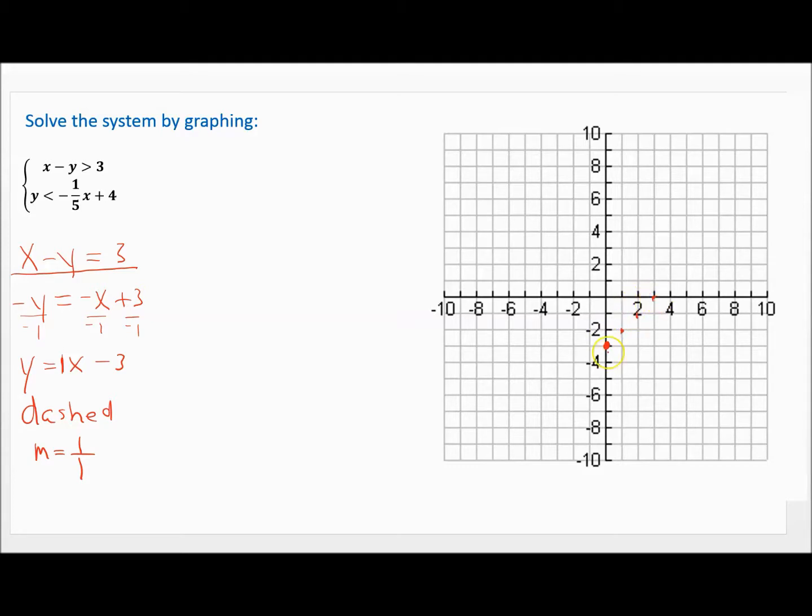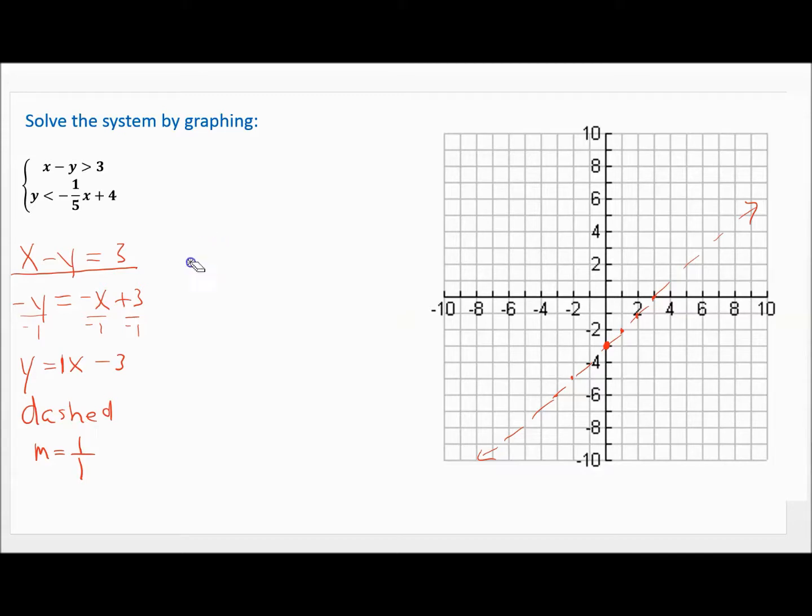I could even do the opposite and go down and left. So down and left, that means they're both negative, but that still gives us 1. Dash line. There we go. Okay. Now I'm going to graph my other inequality. I'll do that one in green. So I'm looking at y is, better yet, before we even do that, let's shade.